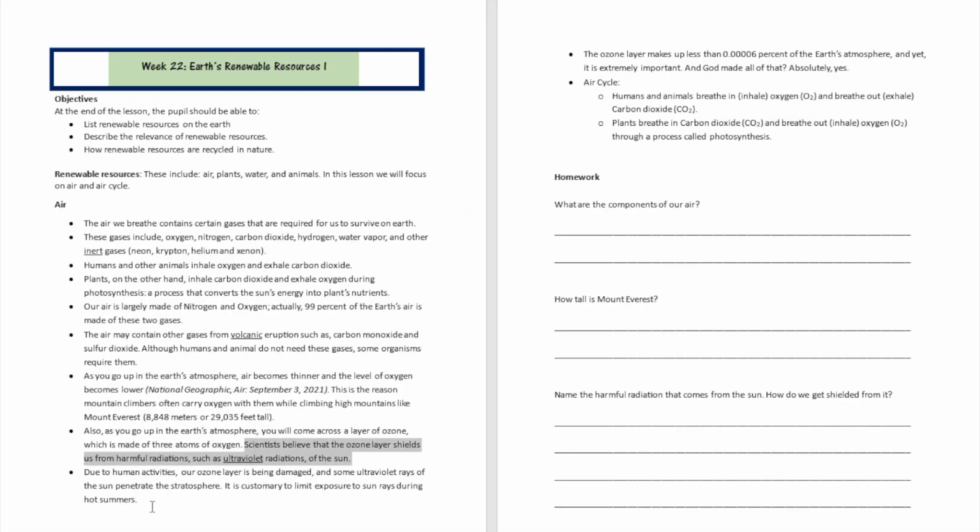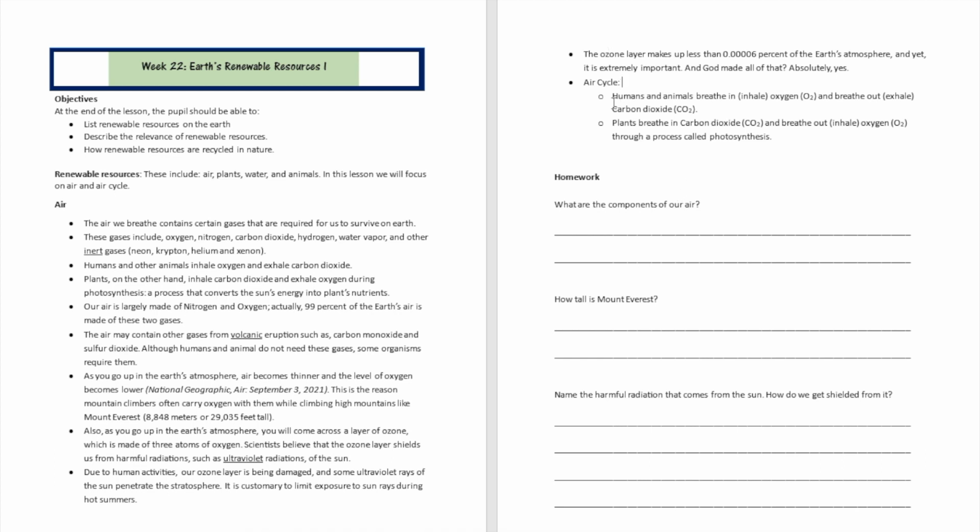Due to human activities, our ozone layer is being damaged, and some ultraviolet rays of the sun penetrate the stratosphere, and it is customary to limit exposure to sun rays during hot summers. The ozone layer makes up less than 0.00006% of the Earth's atmosphere, and yet it is extremely important. And God made that all? Absolutely. Our God cares about us. So it's important to understand all of that.